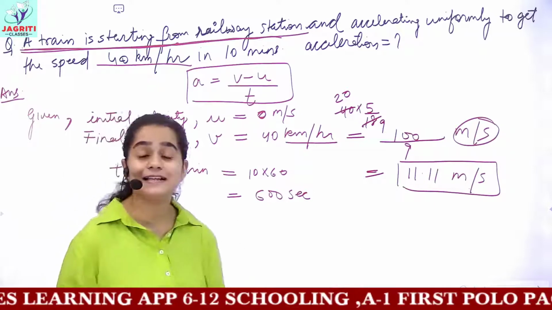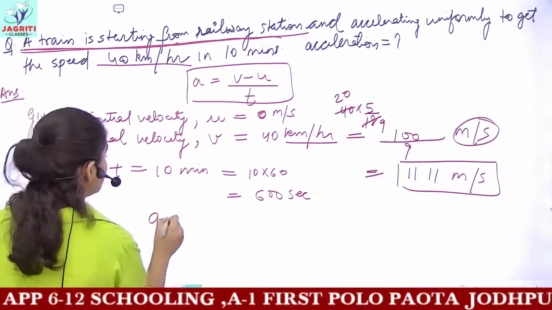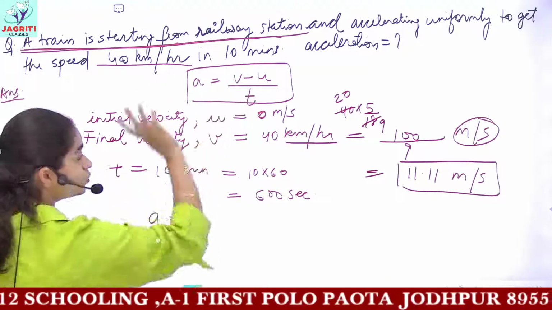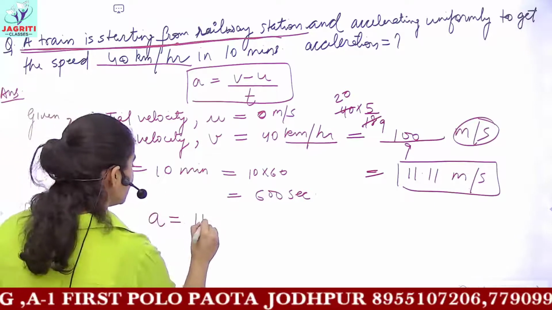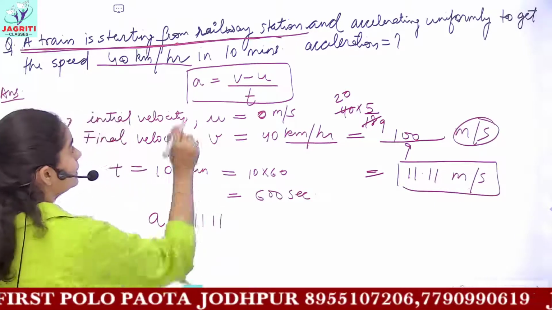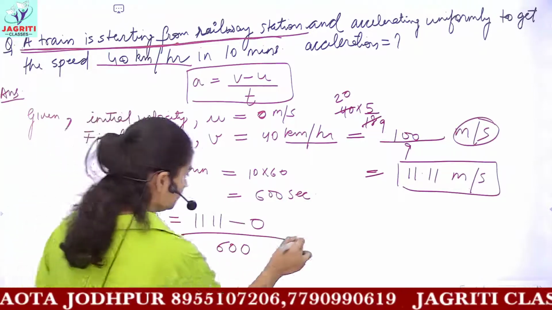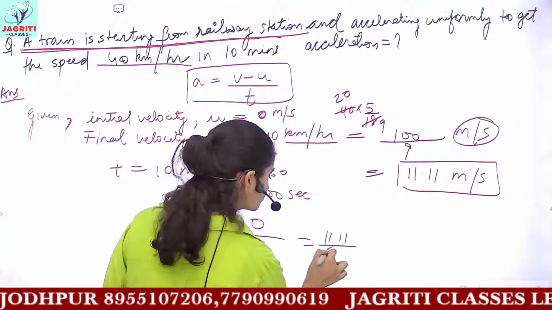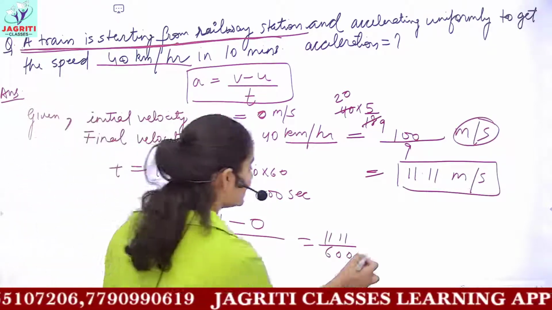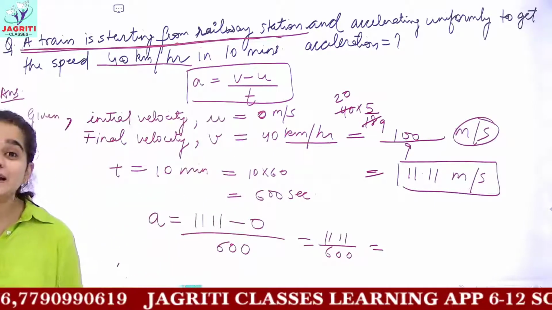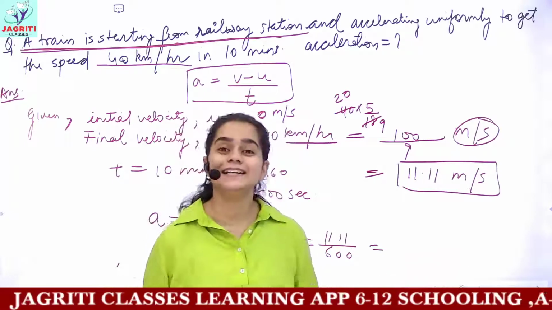Now finding the acceleration would be very easy. How to find it now? You just have to put the values. Acceleration is v minus u upon t. V is final velocity. Final velocity is 11.11 meter per second. Then initial is 0 and time is 600. So if you solve this, you will get the answer for acceleration, and the answer for acceleration would contain a unit. Please do not forget to write the unit after writing the answer.